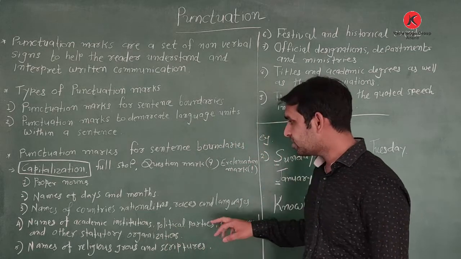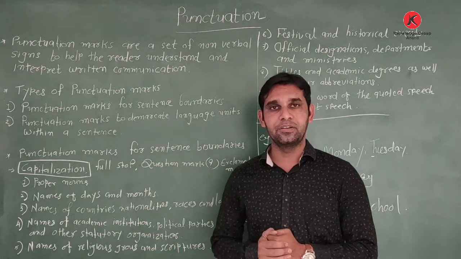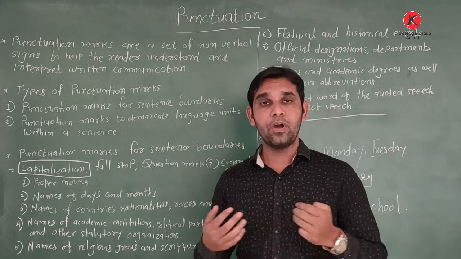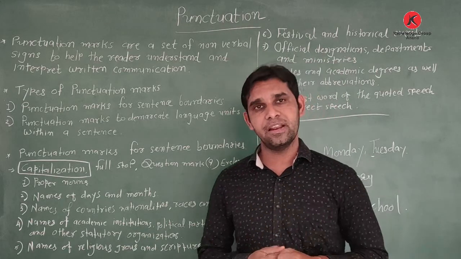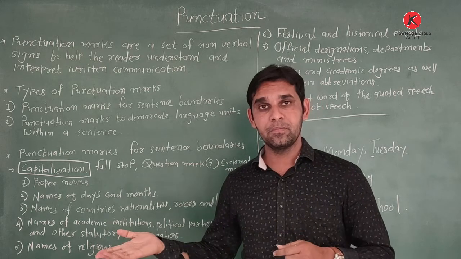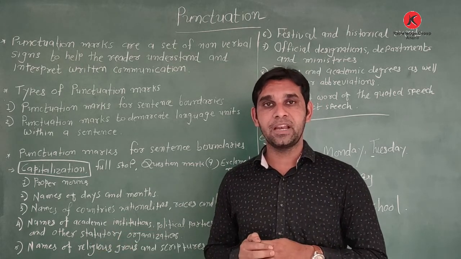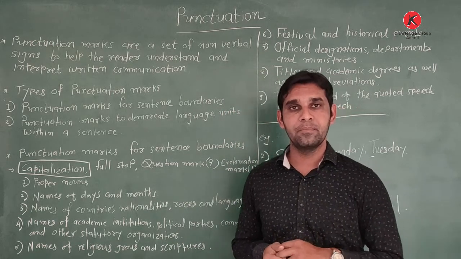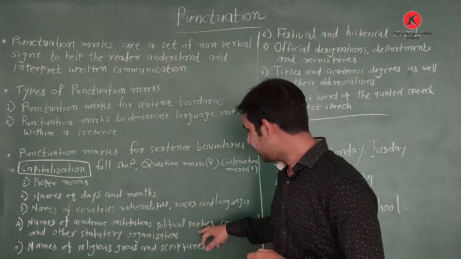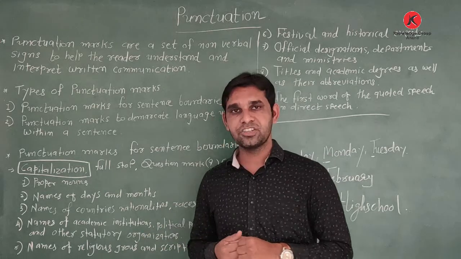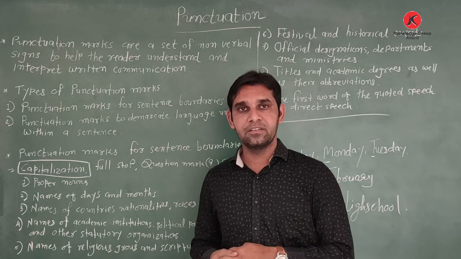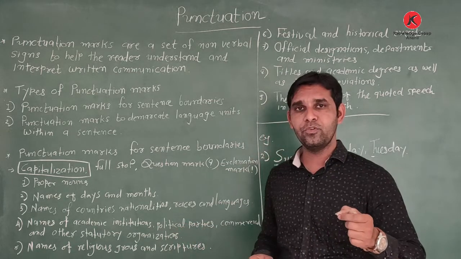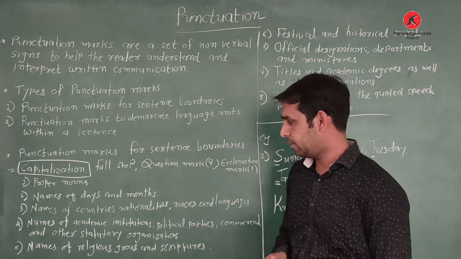Political parties, commercial and other statutory organizations. Political parties like BJP, Bharatiya Janata Party, Congress. We write the first letter capital. Other names like Tata Group. Then the petroleum sector: BPCL, Bharat Petroleum. Then organization names, such as Tata Group, Reliance. We write the first letter capital.